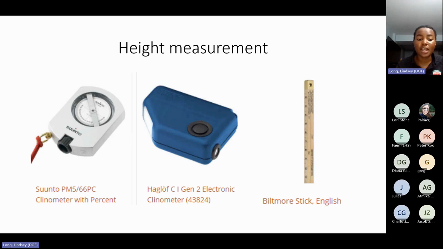Another thing that can be used for height is a clinometer. There are electric versions, and then there's just a normal clinometer. The way that they work, they can also measure slope because they just work off basic trigonometry. So you can use them to measure both height and slope.